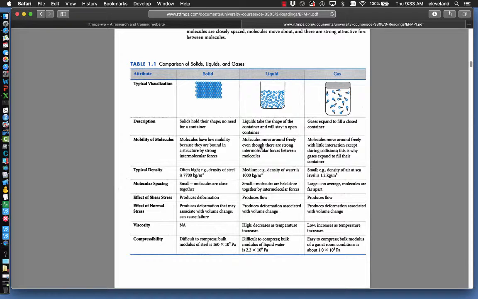A liquid is 8 to 10 times less dense than common engineering solids. Molecular spacing is large, the molecules are far apart, things fit between them. If we apply shear stress, the gas will flow. If we apply normal stress, the gas will easily deform. In fact, the ideal gas law, the equation of state, succinctly expresses that observation. The viscosity is low, so gas flows really easily.